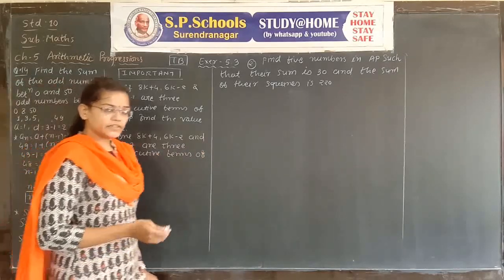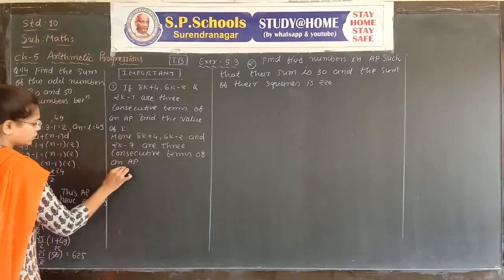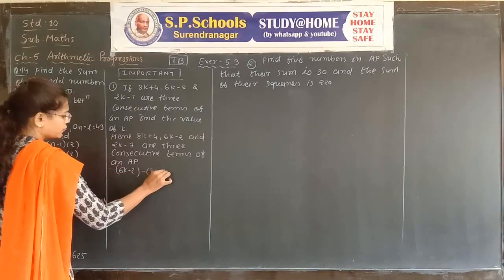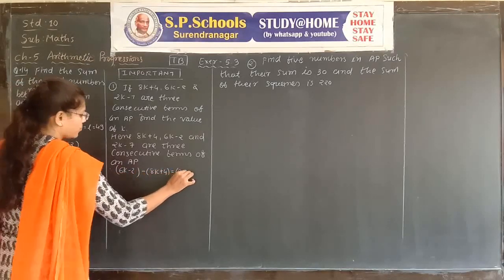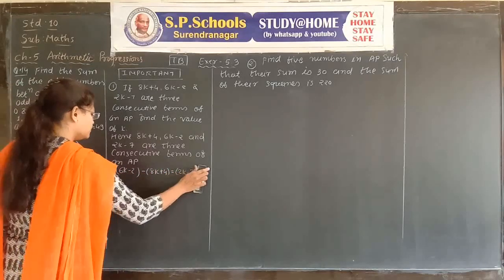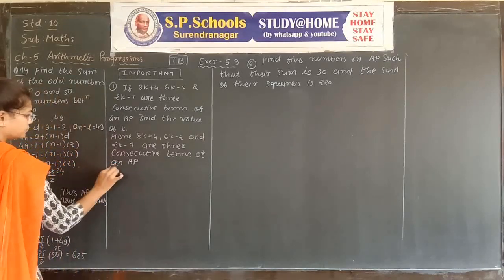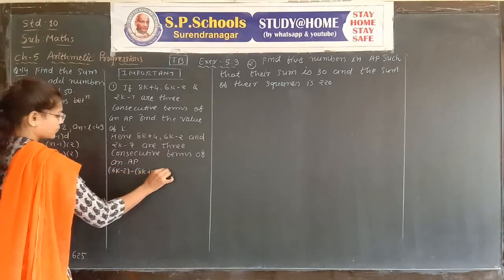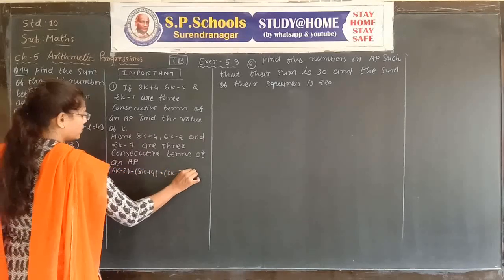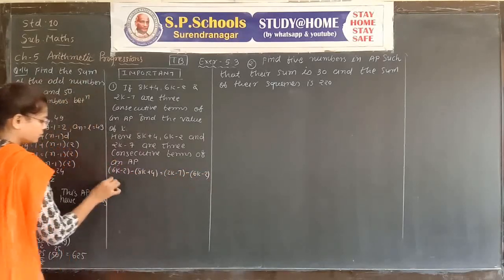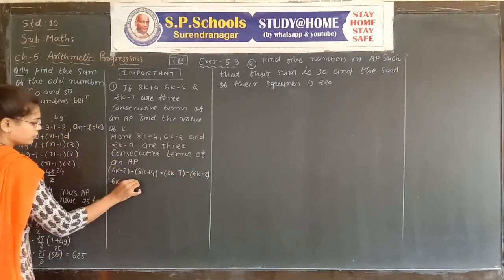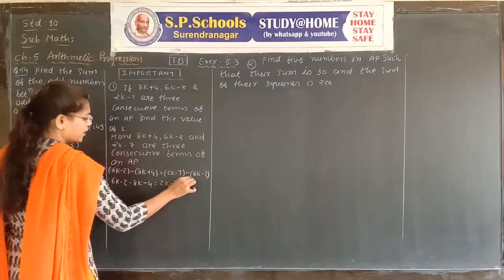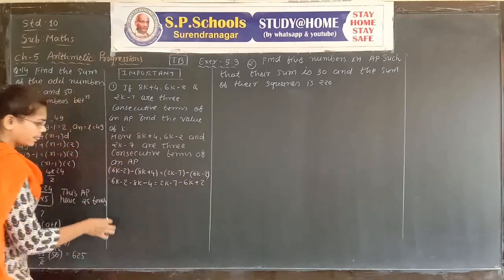Therefore, the difference between the two consecutive terms is equal. 6k minus 2 minus 8k plus 4 is equal to 2k minus 7 minus 6k minus 2. That's why 6k minus 2 minus 8k minus 4 is equal to 2k minus 7 minus 6k plus 2.